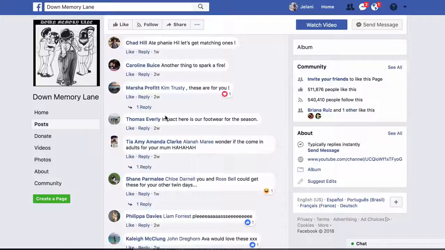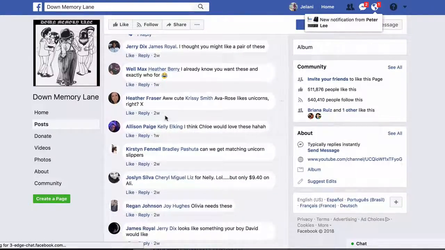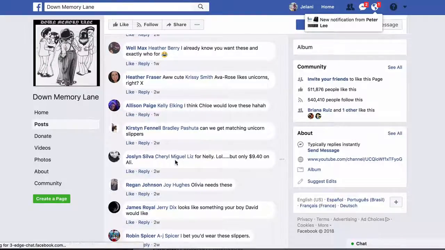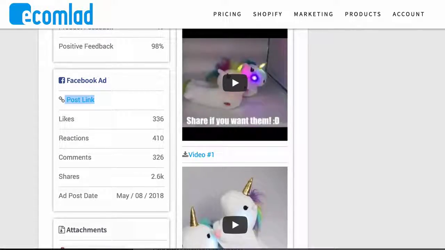Now, I just saw something, and this is a really cool tip. I know I'm getting a little off track, but I want to see this right here. This comment right here for Nelly, LOL, but only $9.40 on AliExpress. It's really important that on your Facebook pages you include blockers or filters on those ads so that people who say AliExpress or Ali or Alibaba or anything to that nature gets removed or will not be seen by other people. That's really important because if someone sees that comment, they're going to go to AliExpress and search for these unicorn slippers and then buy it there for cheaper.